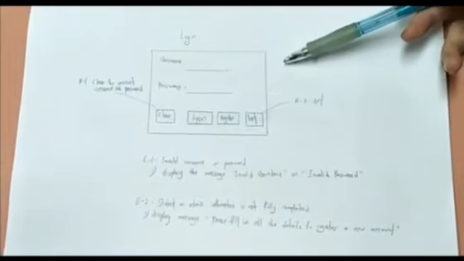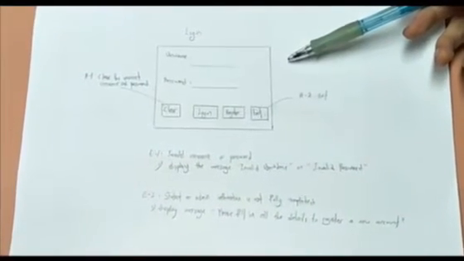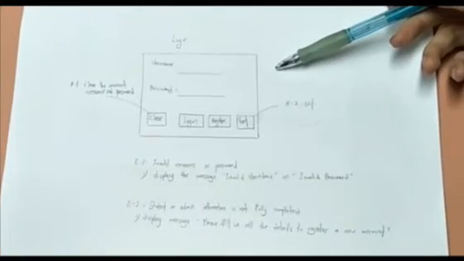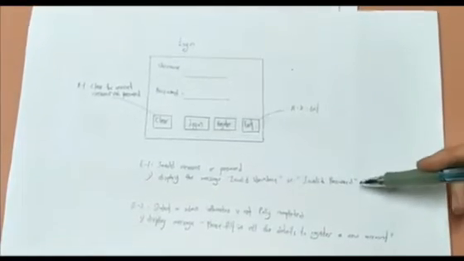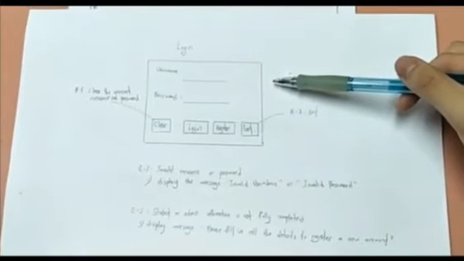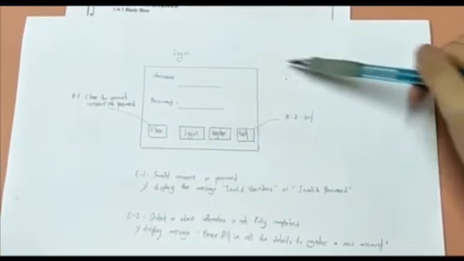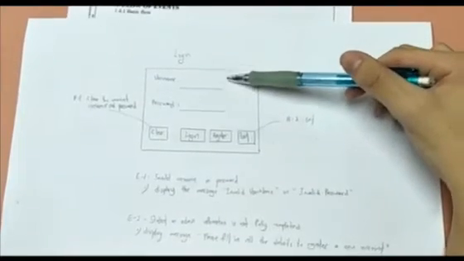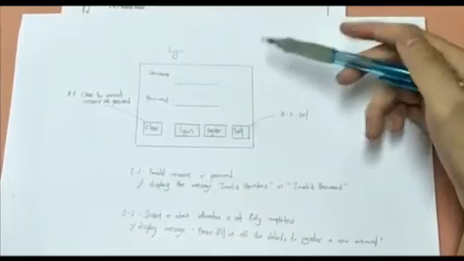Once they click the login button, the application will synchronize their username and password. If their username and password are invalid, the system will display the message invalid username and invalid password. For the clear button, if the student or admin inserts the wrong username and password, they can clear all the username or password that is wrong.